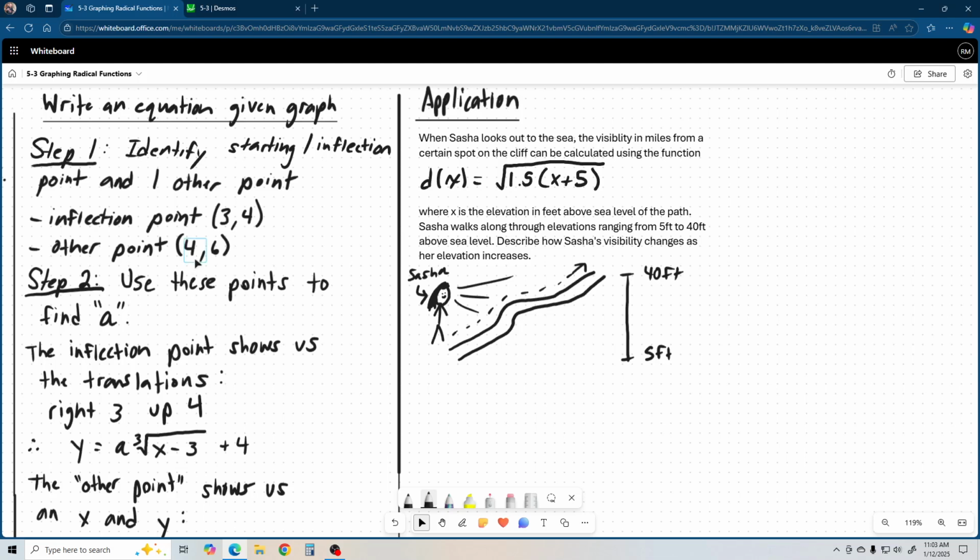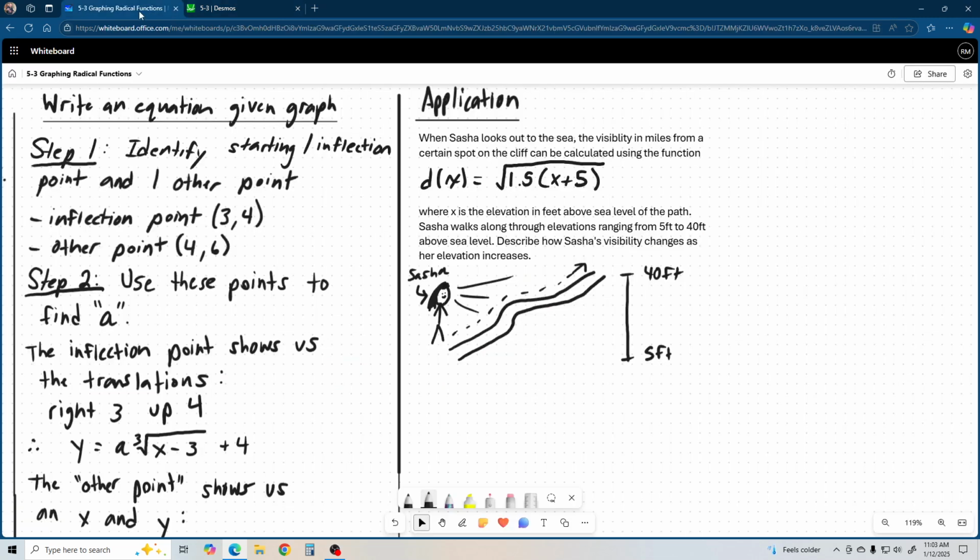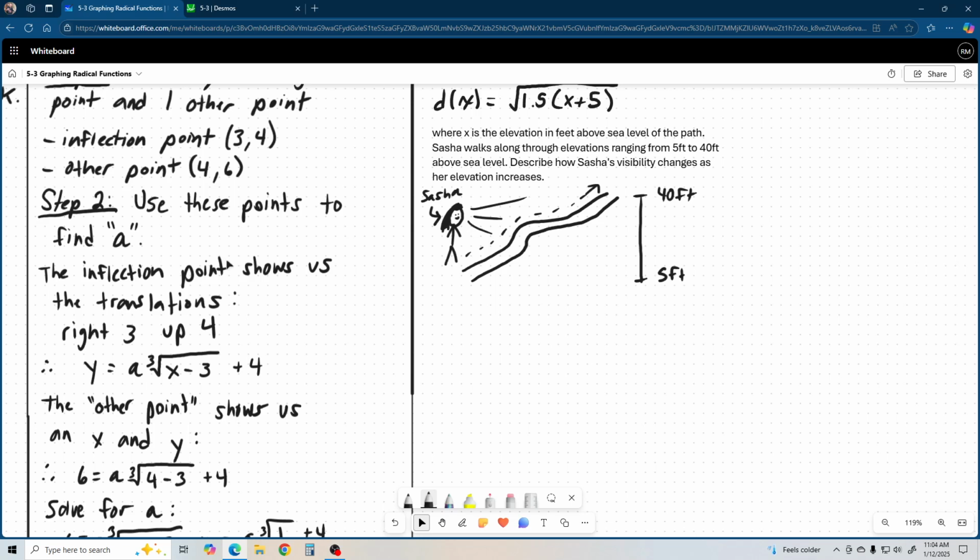And we're going to need both of these because our inflection point is going to show us how the graph is transformed, right? If our inflection point is at 3, 4, that means this graph has been shifted 3 to the right and up 4, right? The inflection point is the cheat code to showing you exactly how that works, right? So this has gone over 3 and up 4. That's the transformation. In other words, we can use these points to find A, right? The inflection point shows us the translations.